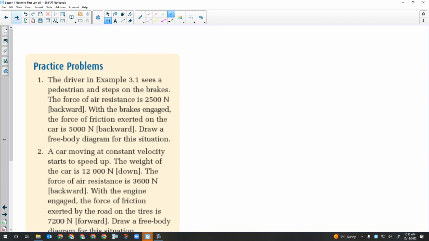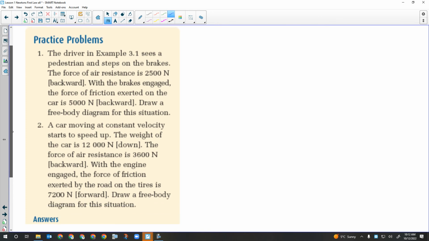All right, so in example 1, the driver sees a pedestrian and steps on the brakes. The force of air resistance is 2,500 newtons backwards. With the brakes engaged, the force of friction on the car is 5,000 newtons backwards. Draw a free body diagram of that situation. Well, that would be pretty straightforward.